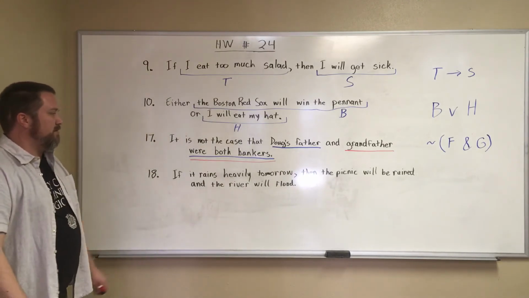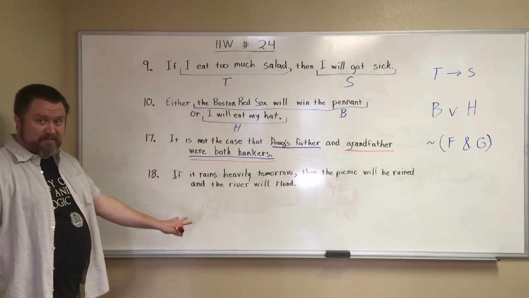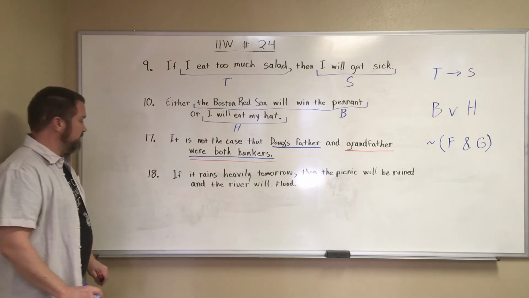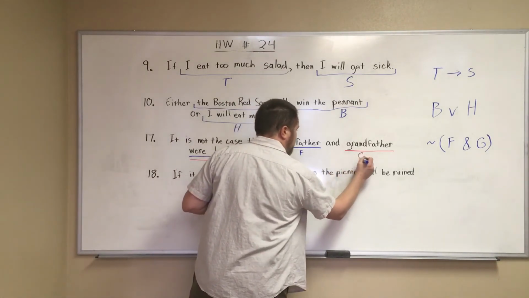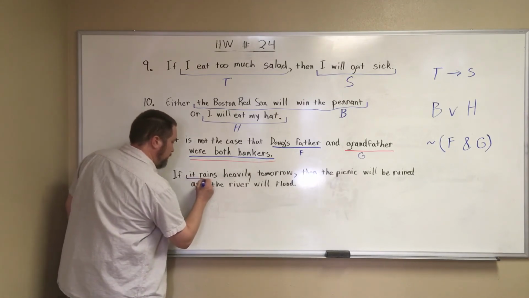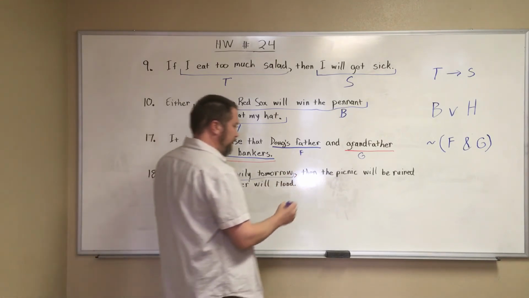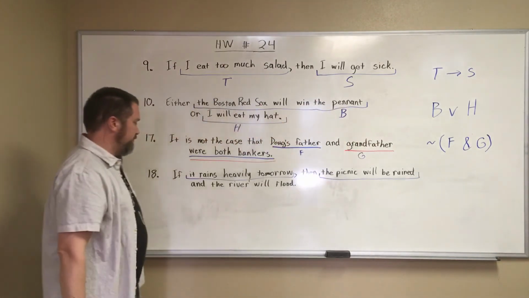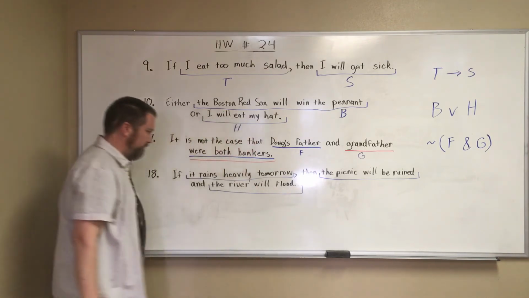If it rains heavily tomorrow, then the picnic will be ruined and the river will flood. So we actually have three simple propositions within this compound proposition. So we're going to have three terms. Sorry, we represented the last one with an F and a G. Let's put that up. So it rains heavily tomorrow is one simple proposition. The picnic will be ruined is another simple proposition. And the river will flood.